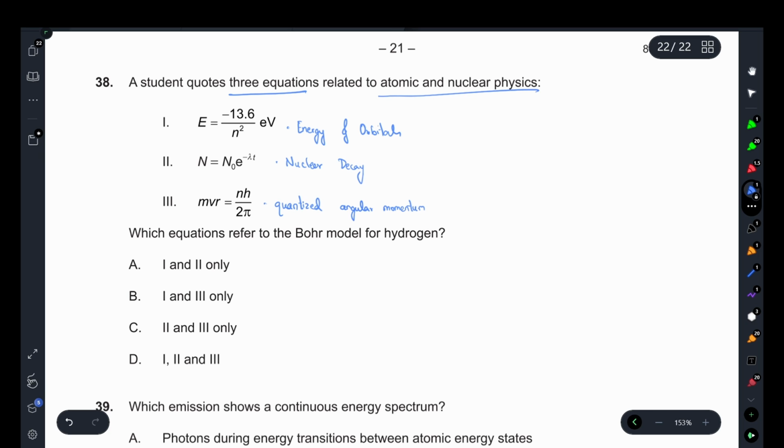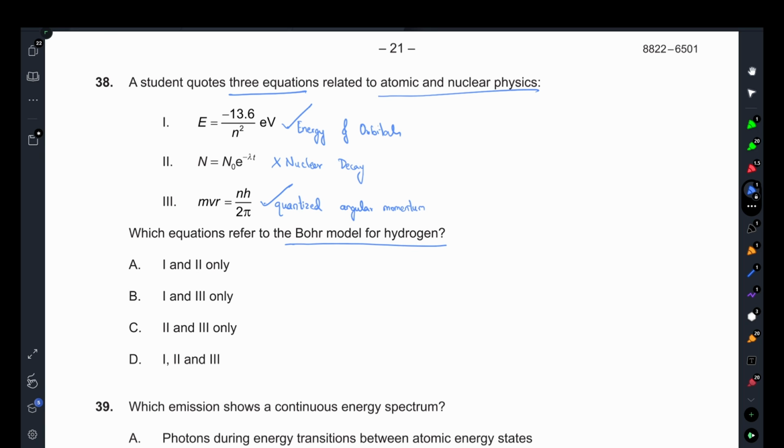Now, what's important here is the question, which one's the first Bohr model of hydrogen? If we think about it, nuclear decay has nothing to do with the Bohr model of hydrogen. This one and this one definitely do, because Bohr proposed the quantization of angular momentum to show why the electron orbitals do not just collapse upon themselves, and he gave the energy of a hydrogen-like orbital. Question number 38, options 1 and 3 are correct, which gives you B as the final answer.